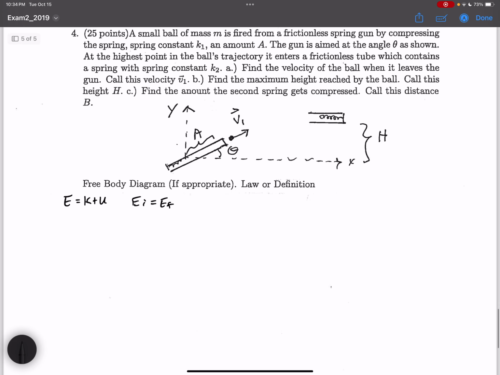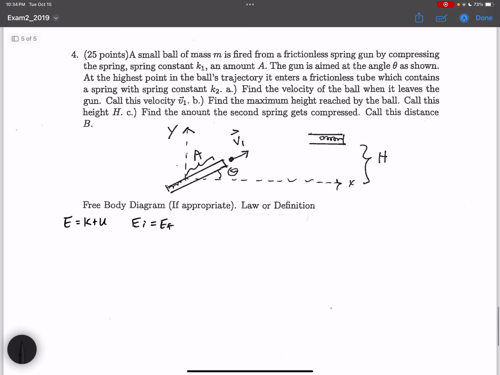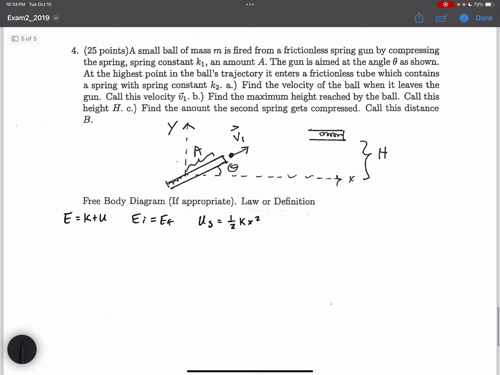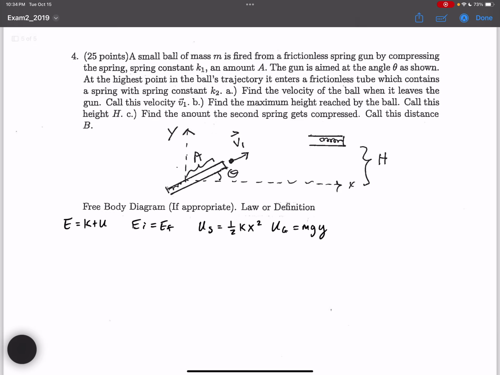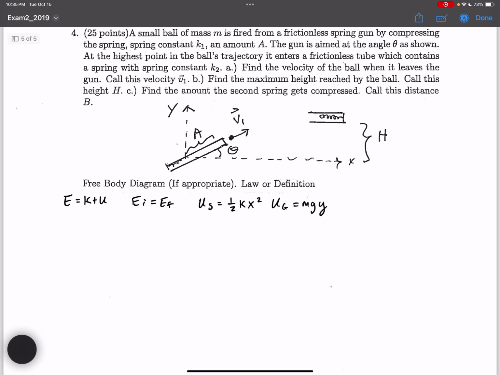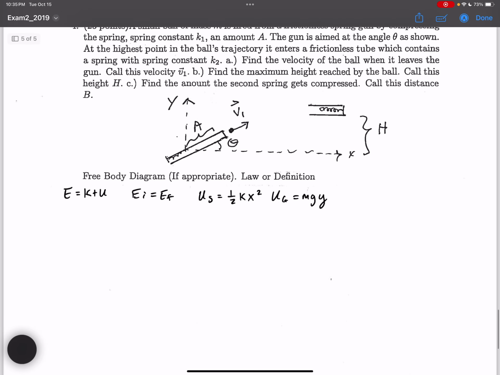Not too bad. Now we also want to use the potential energy of a spring, which is 1/2 kx squared, where x is the amount it's compressed. Then we also want to use the gravitational potential energy, which is mg times y, or the height from the ground that it is. So we want to use those four sort of identities, or equations. And so let's go ahead and do it.